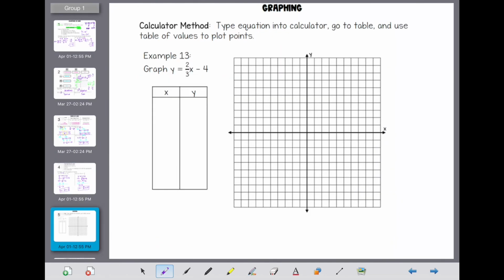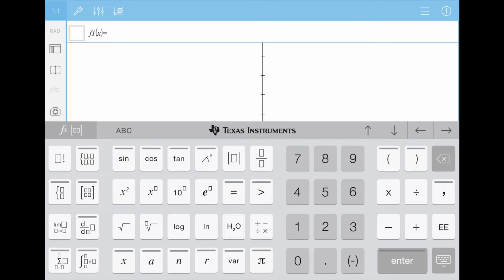I will be sharing two methods for graphing lines. The first method is the calculator method. So you simply type the equation into a graphing calculator, go to the table, and use the table of values to plot your points. So this would be the TI Inspire iPad app.